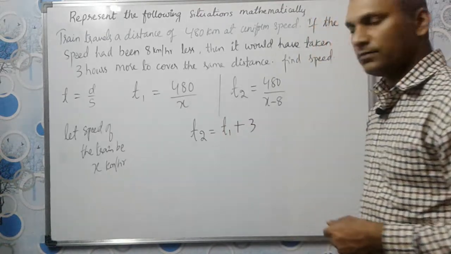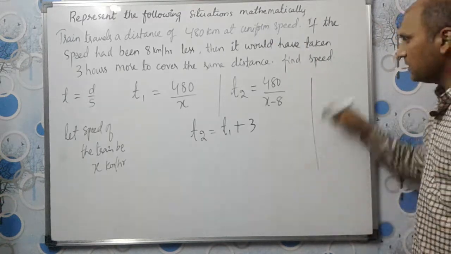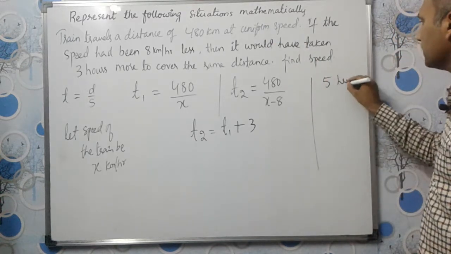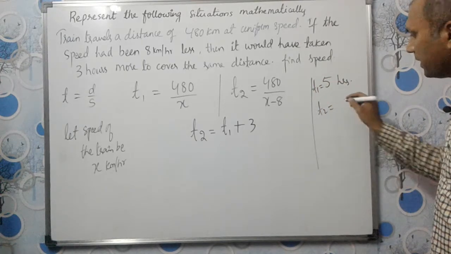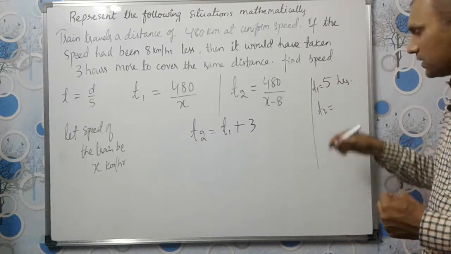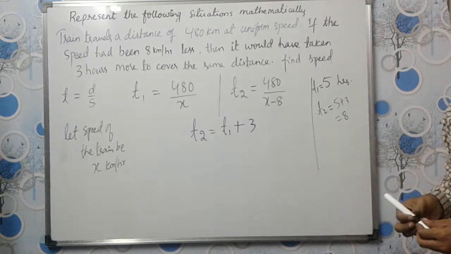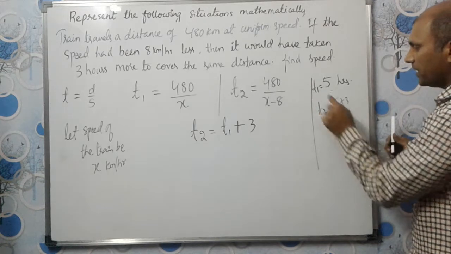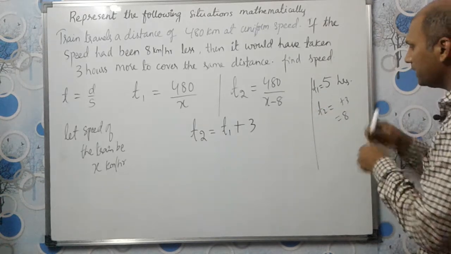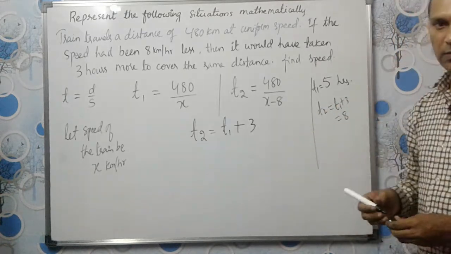See, for example, in the first case, if the train was taking 5 hours, okay, so this was T1. Now the train is taking 3 more hours. So 5 plus 3, it is taking how many hours? 8 hours. Okay, so like this we wrote. So what is the relationship between T1 and T2? In place of 5, I will write T1 here. So it will be T2 is equal to T1 plus 3.